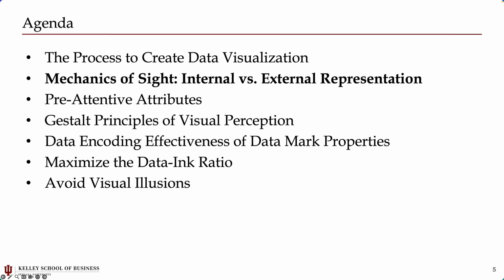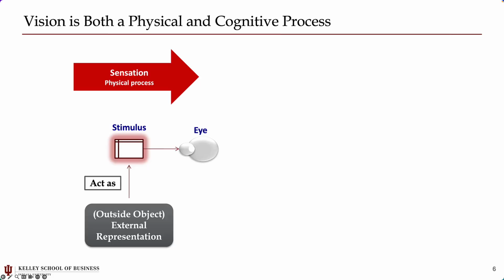Now let's explore something fascinating, how vision actually works. Understanding this will explain why certain design choices are more effective and other choices may fail. So let's start with the mechanism of vision. So how is vision formed? What has to happen for us to be able to see?